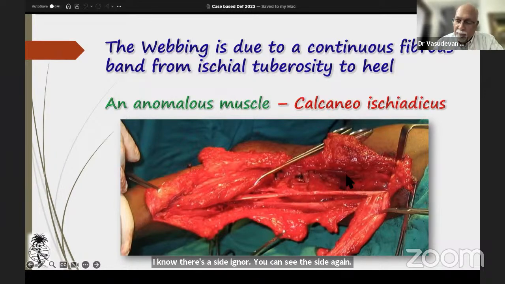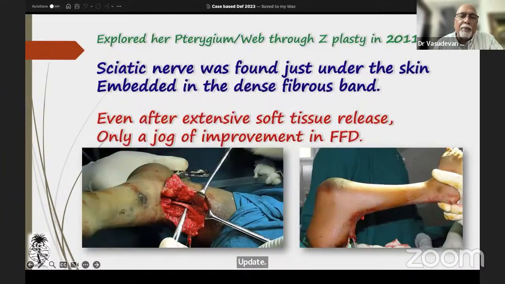With that movement, I could not get much motion, maybe 10 degrees. Even after extensive soft tissue release, only a jog of improvement was there in the FFD. So I stopped doing exploration further. Two cases I did, then I stopped.